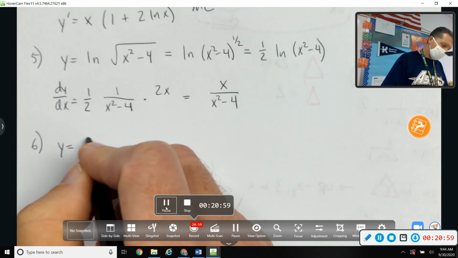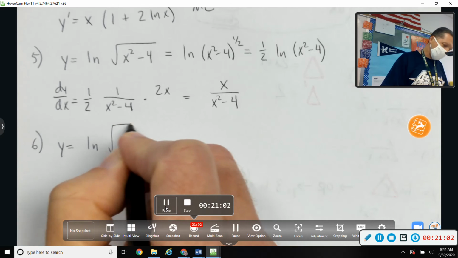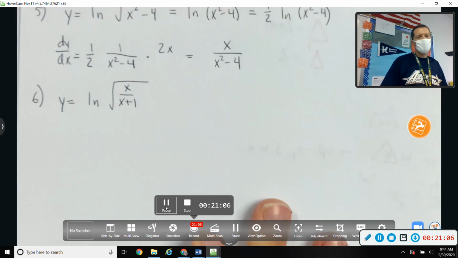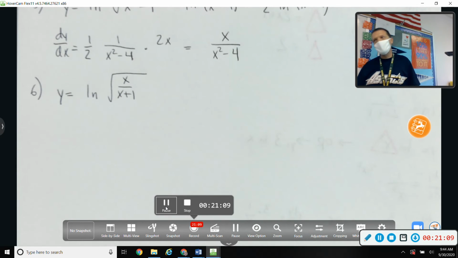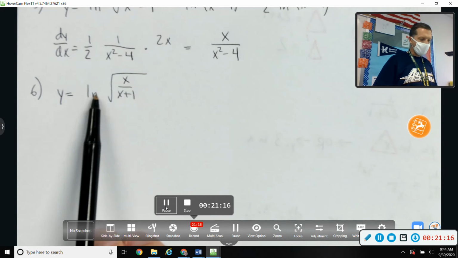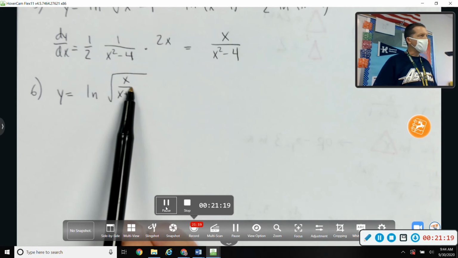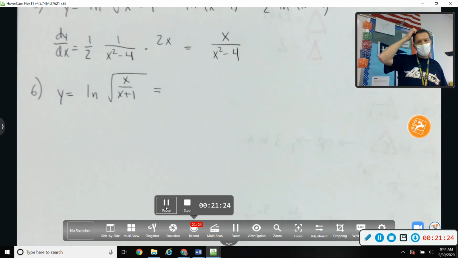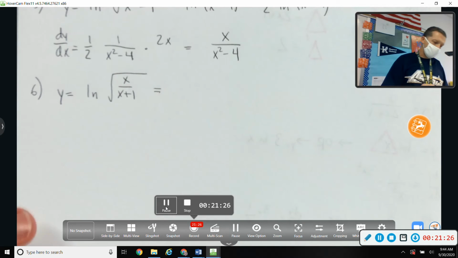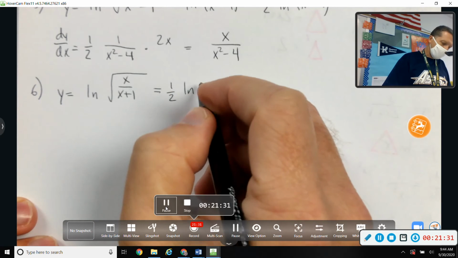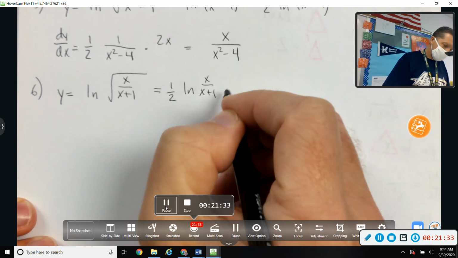There's 2 more. y equals natural log of the square root of x over x plus 1. Well, without any algebra help, that looks awful because it's another triple layer chain rule problem. Natural log, square root, quotient rule. Yuck. But let's see if we can algebra our way into a much easier problem to deal with. We already saw that the square root becomes a 1/2. So I'll move that out front, like that.